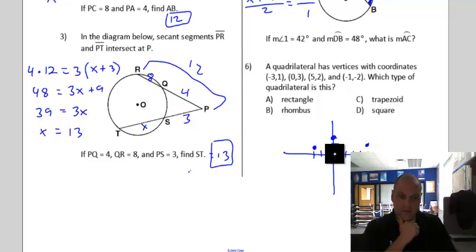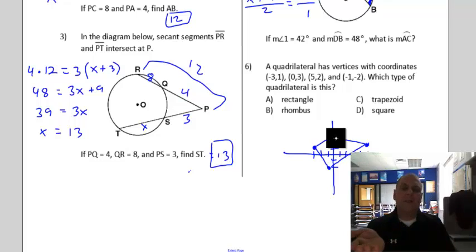And then -1, -2. So if you graph this, you can kind of tell what it might be. You still got to know for sure. It's not a rectangle. You can tell it's not a rectangle, right? A rhombus would have to have 4 equal sides. It's not that. And it's clearly not a square, okay? You could tell of the 4 choices, it's got to be a trapezoid.